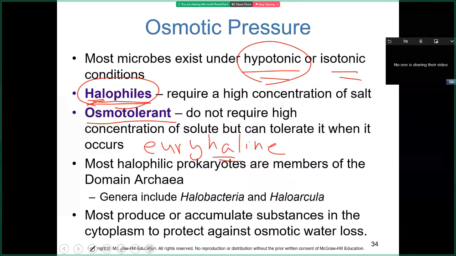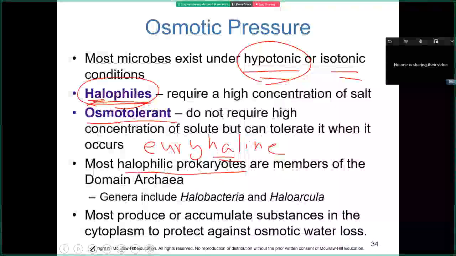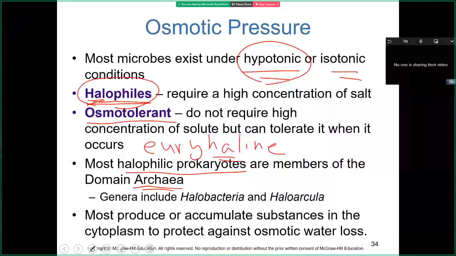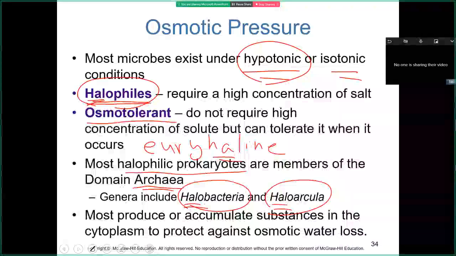All right, so a lot of, not all, but the majority of halophilic prokaryotes are not actually bacteria, but are in the domain archaea. So unfortunately, one of the genera is Halobacteria. They're actually archaea, and the Haloarcula, see halo in the word, in the roots of those. So that should help you to remember what their osmotic pressure capabilities are like. They can handle salty water.